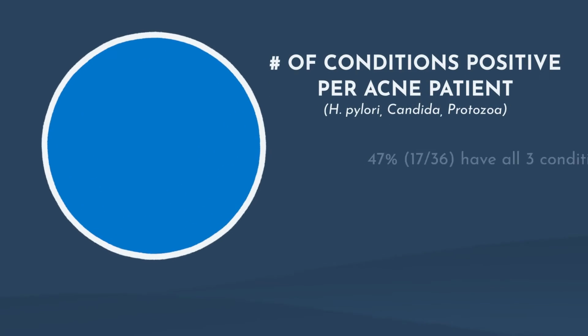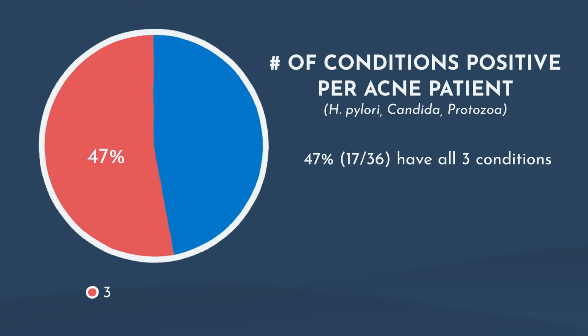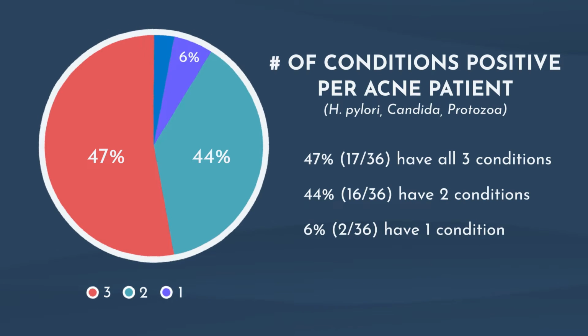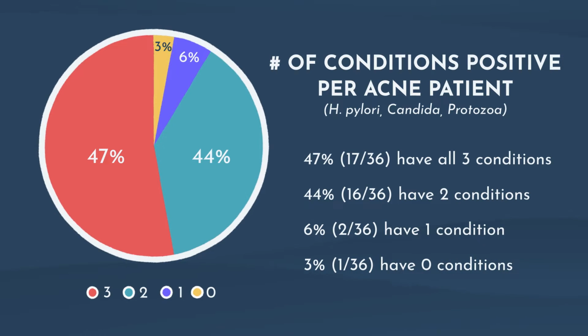In terms of the breakdown, like how many had each number of things, you can see that 47%, or 17 out of the 36, had all three. So 47% had Candida, H. pylori, and Protozoa. 44% had two. Generally, that was H. pylori and Candida. 2 out of the 36, or 6%, only had one. And only one person, with a questionable acne diagnosis, had none.